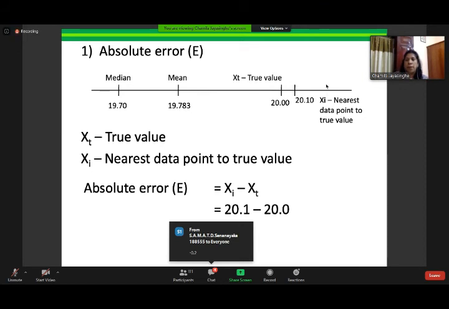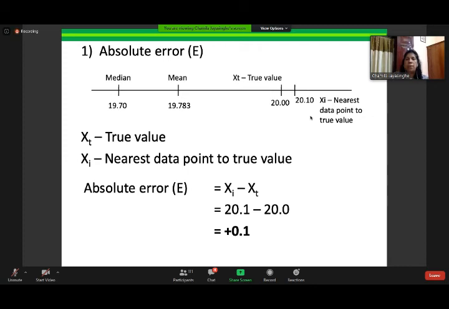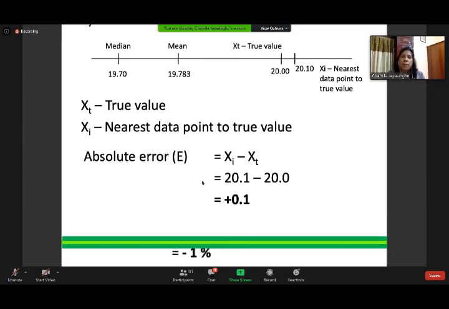So when we calculate the absolute error, this is very easy. It takes only about a minute and a half in an MCQ. But you have to keep the theory principle in your head. The true value is subtracted from the value nearest to the true value. So you get a plus or minus.